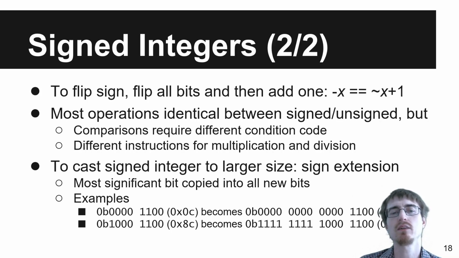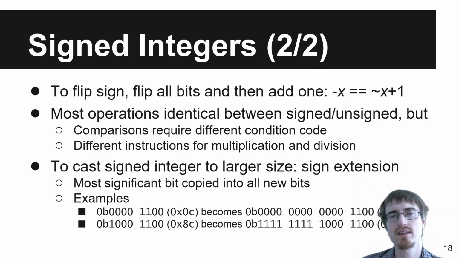Well, another one is multiplication and division. So these require different instructions as well to indicate whether the numbers are signed or unsigned. However, most operations are the same. Well, now there's another issue. What if we have a small integer, so that is, say, an int, and we want to make it into a larger integer, let's say a long? Well, now we also have to consider the sign.